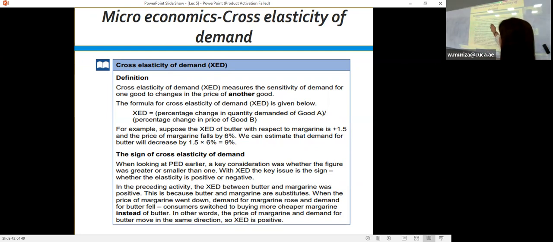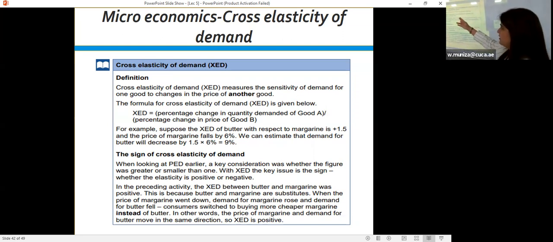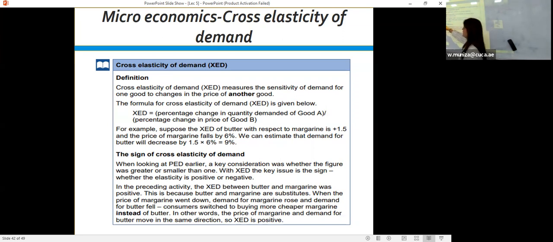They have just put the values in the formula. Got it? The cross elasticity demand of butter with respect to margarine is 1.5. You can place 1.5 over here, and the price of the margarine falls by 6%. So the percentage change in the price of good B in the denominator, you can put 6%. We can estimate the demand for the butter will decrease by, we are going to take this denominator over here, 1.5 multiplied by 6%. The percentage change in the demand of the butter will decrease by 9%. Getting my point over here?